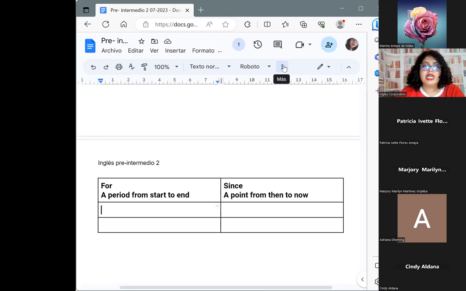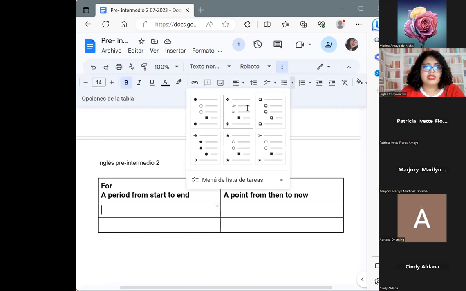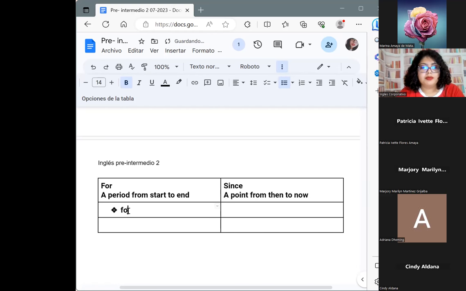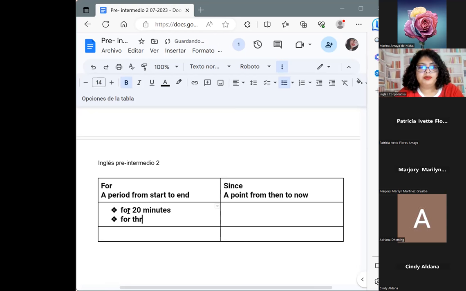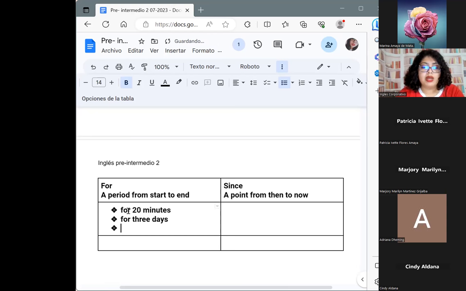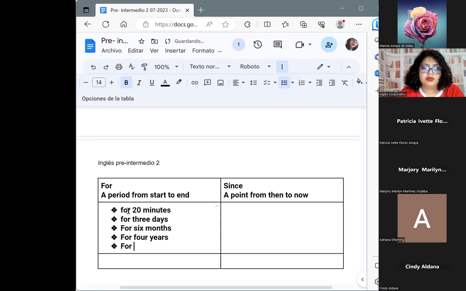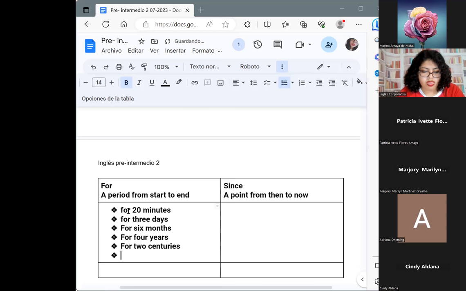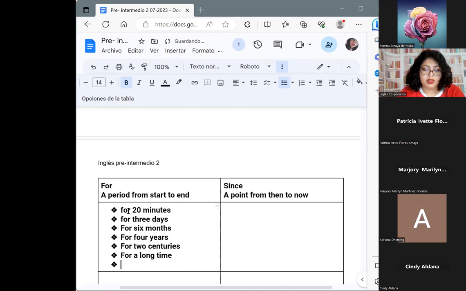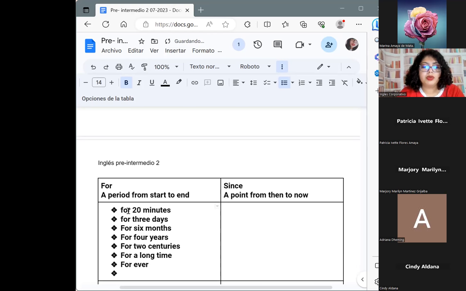And we have here some examples of phrases that we can use with this word. For 20 minutes. For 3 days. For 6 months. For 4 years, for 2 centuries, for a long time, forever. For a couple of years.